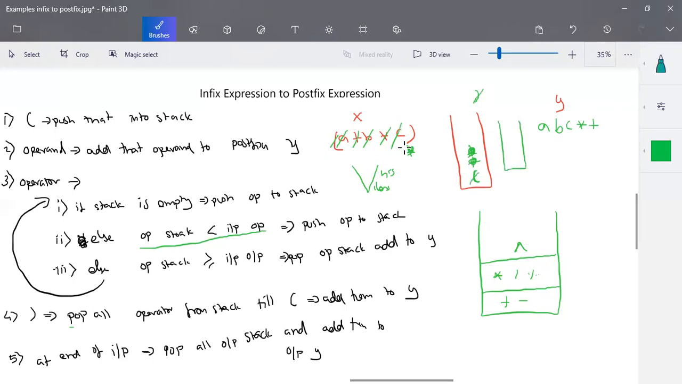Okay, now the stack is empty, and the input is also empty. We reach the end of input and the stack is empty. So this will be your final postfix expression.